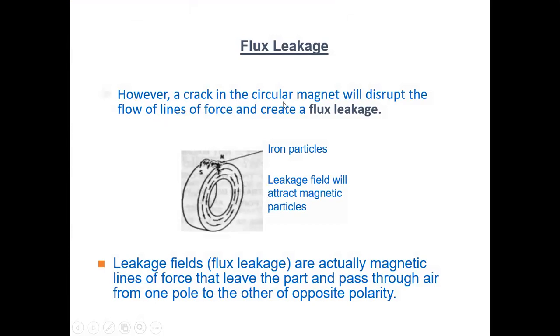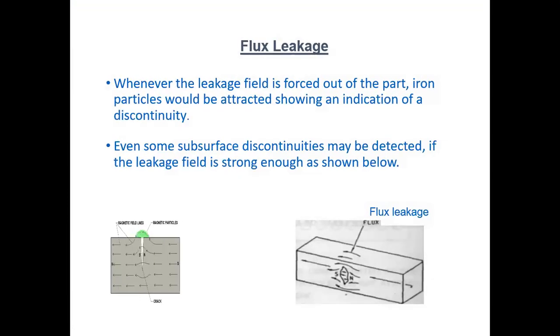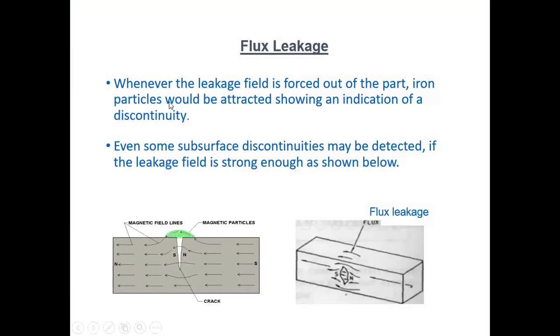However, a crack in the circular magnet will disturb the flow of the lines of force and create flux leakage. See here, because of this crack, some of the lines of force will come out, and we will get flux leakage. And if you apply iron particles, then we get the indication. Now the leakage field will attract magnetic particles. Leakage field and flux leakage are actual magnetic lines of force that leave the part and pass from one pole to the other pole of opposite polarity, meaning negative to positive or north to south. Whenever the leakage field is forced out of the part, iron particles are attracted, showing an indication of a discontinuity.